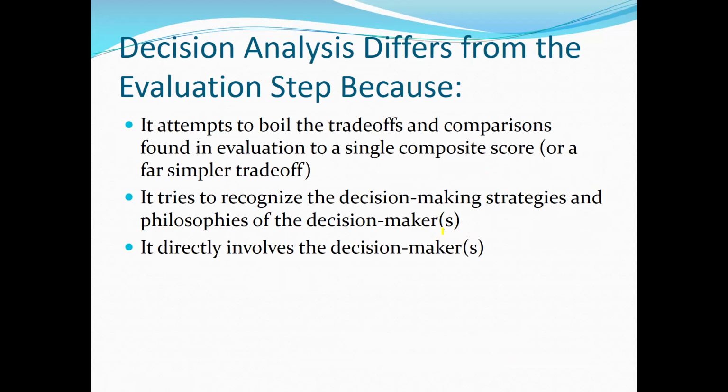The decision analysis step is different from the evaluation step because, first of all, it attempts to boil down the trade-offs and comparisons found in evaluation to a single composite score. As I said, if there are trade-offs and comparisons, if there are multiple things to consider, then let's see how we can figure out one single composite score. And that's what happens in decision analysis. It tries to recognize the decision-making strategies and philosophies of the decision maker. And what we mean by philosophy is their worldview, right? How do they value different things? How do we assign different weights to different criteria that we have gotten in our evaluation step?